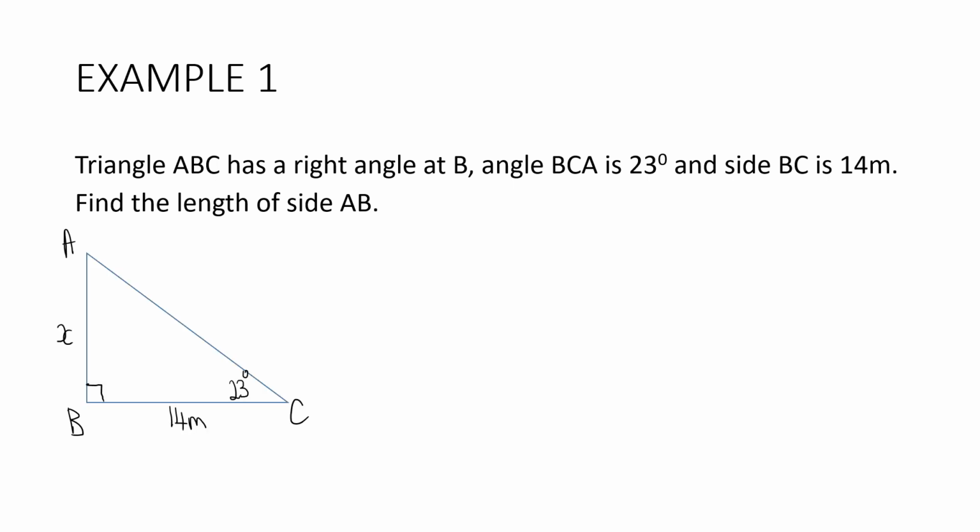So we'll start with a right-angled triangle. It's right-angled at B. A and C, it doesn't really matter which way around they go. Now we know that angle BCA is 23 degrees, side BC is 14 meters, and we want to find the length of side AB. All right, now we've got to figure out which trig ratio we want to use. So we'll start by labeling the sides. Opposite the right angle is a hypotenuse, and there's nothing on the hypotenuse.